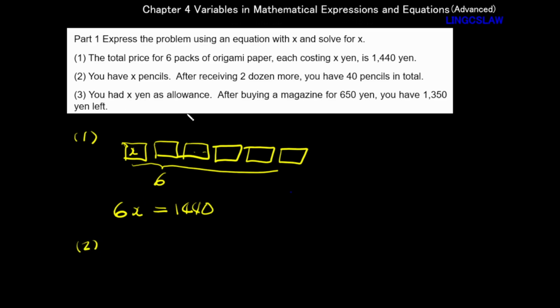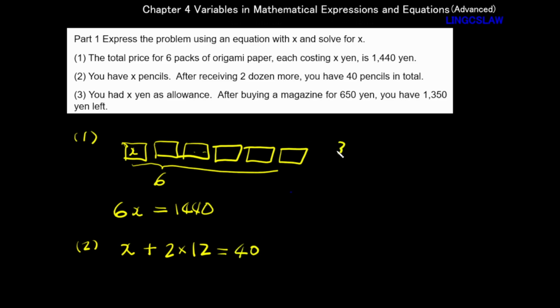Number 2. You have x pencils. After receiving 2 dozen more, you have 40 pencils in total. So you have x pencils and then you receive 2 dozen more. So 2 times 12, x plus 2 times 12 equals 40.